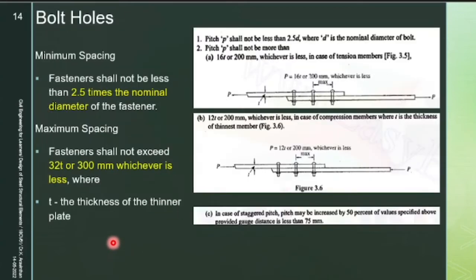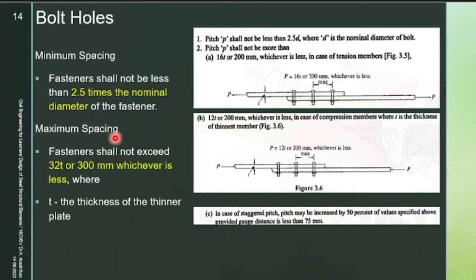Now let us discuss the minimum and maximum spacing of the bolt holes. So you take chapter 10, the second page of this chapter. There you have minimum spacing. The fastener spacing shall not be less than 2.5 times the nominal diameter. What they mean by that is, if you are connecting two plates, this is plate 1 and this is plate 2. If you are using any fastener, the spacing should not be less than 2.5 times the dia. This is the first case.